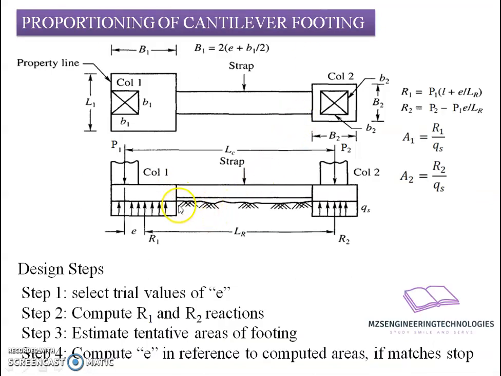From this figure, we can see that the ground level is located here, and the strap beam is provided above it. Means that the strap beam is not going to carry any upward pressure, upward intensity of the soil. So it is only to connect the two columns and make it stable and transfer the loads or movements from one column to the other column, so that it can get stable.